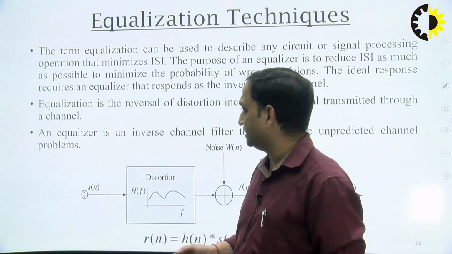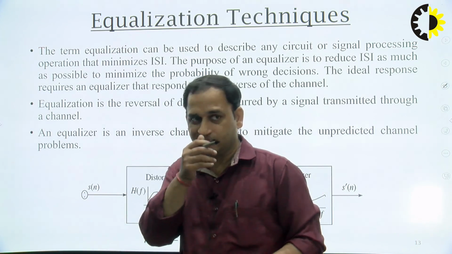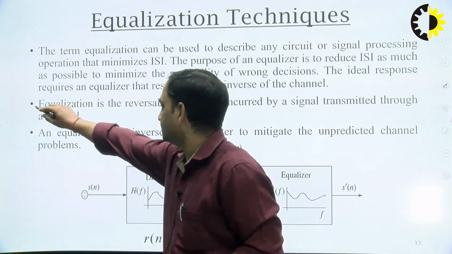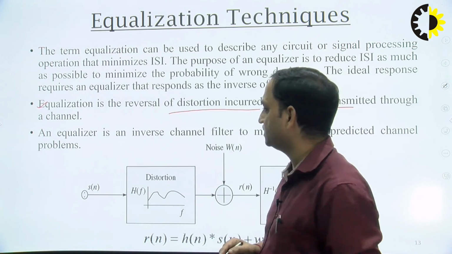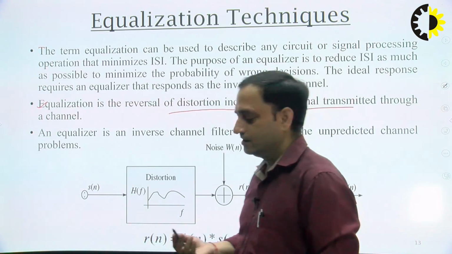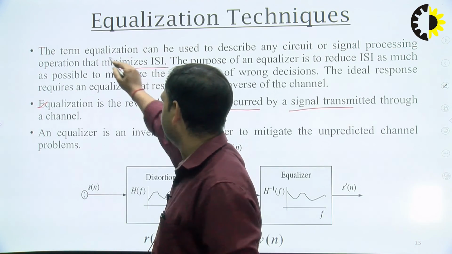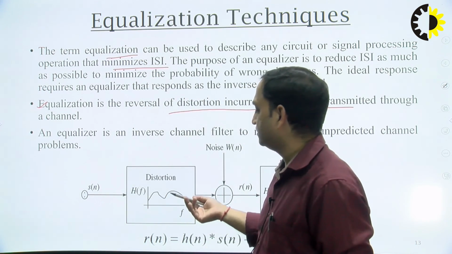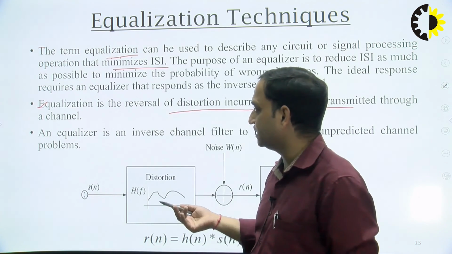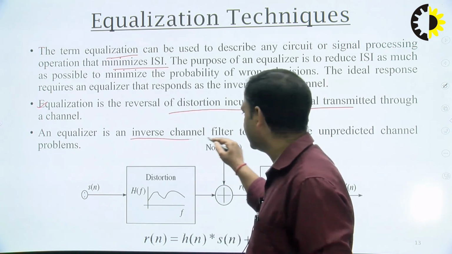Then next is the equalization technique, in which the equalization is the reversal of the distortion incurred by a signal transmitted through the channel. As I said, the equalization is used to minimize the ISI, right? For that we have different methods, or different techniques in the equalization. This equalization is nothing but the inverse channel filter.